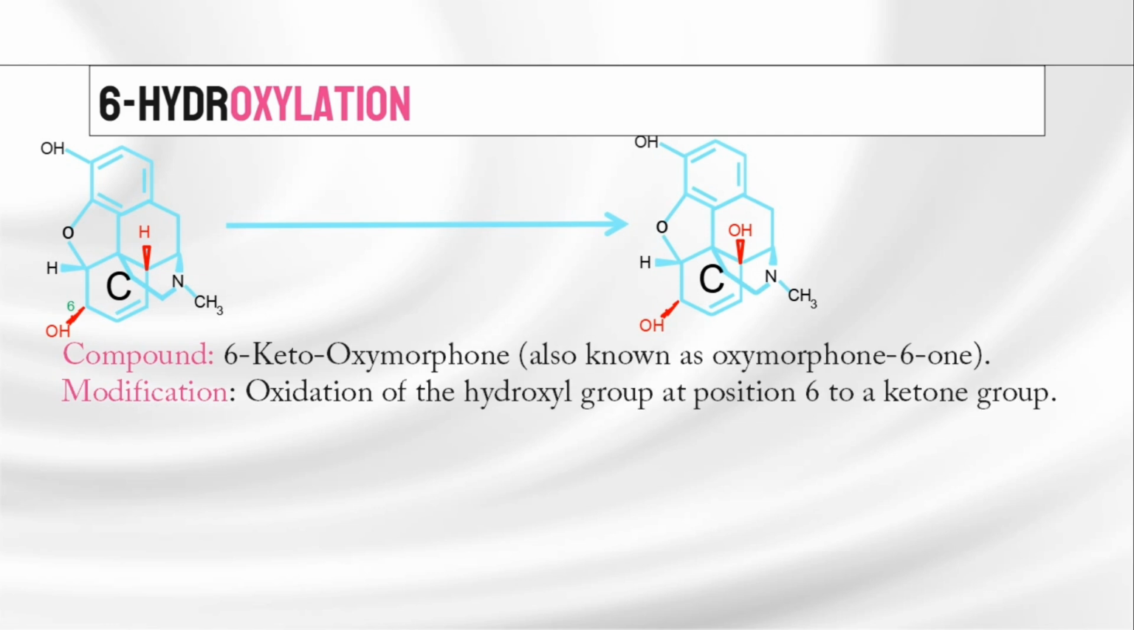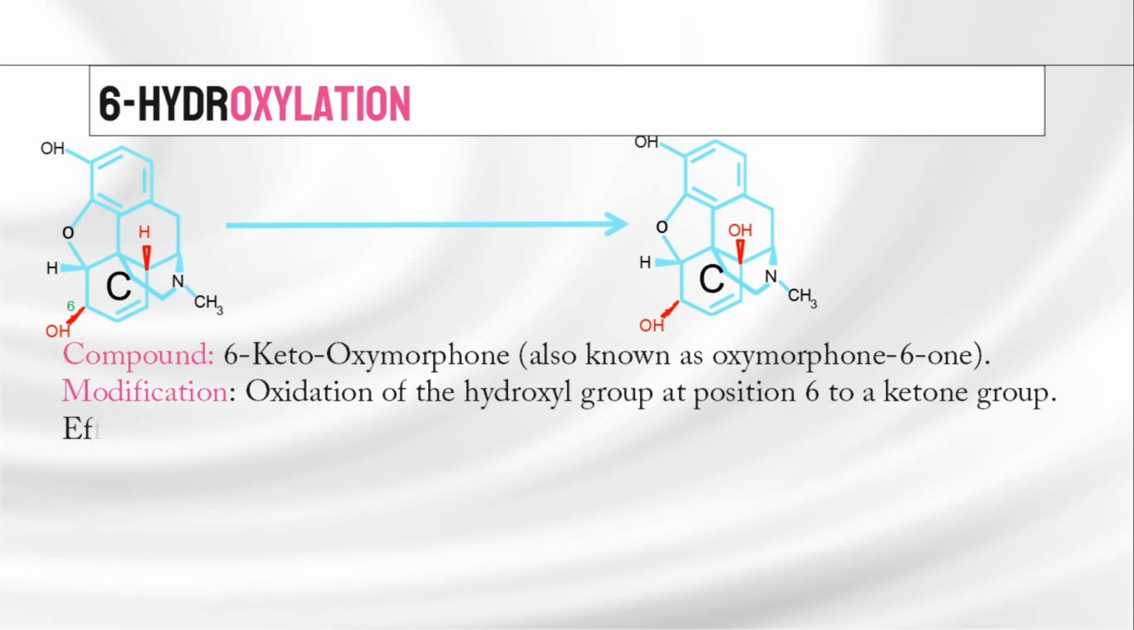The power of 6-hydroxylation. Imagine taking a familiar molecule and tweaking it ever so slightly, adding a tiny hydroxyl group, OH, at the 6th carbon position. This small modification transforms oxymorphone into 6-hydroxyoxymorphone, enhancing its abilities in remarkable ways.